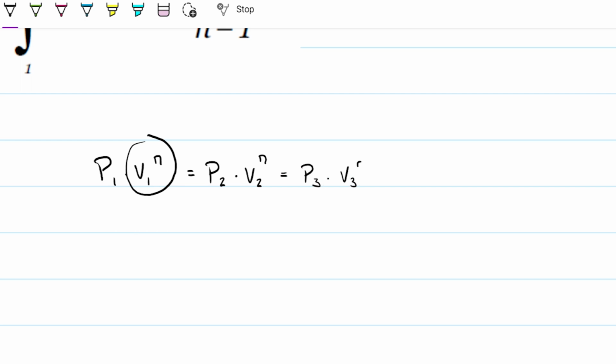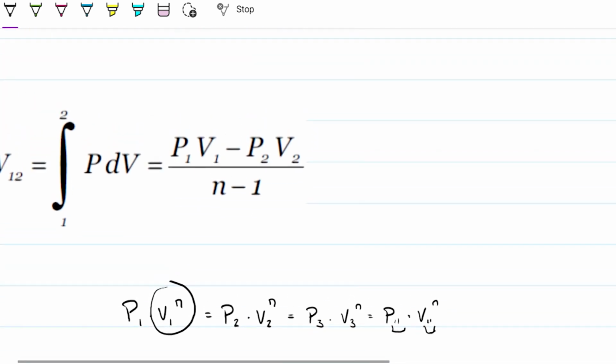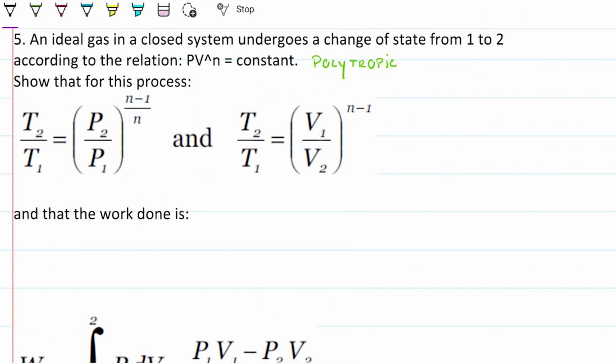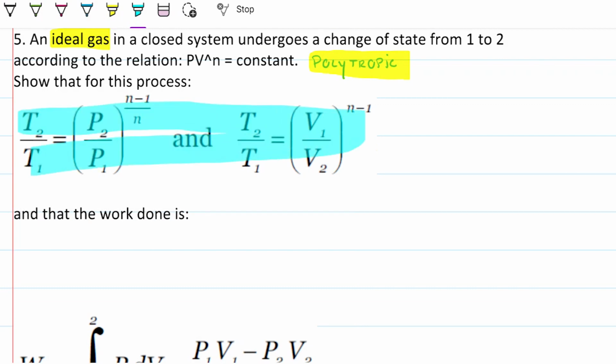It means that if I take pressure in state 1 multiplied by volume in state 1 to the power of n, n is only multiplying volume, that needs to be equal to P2 V2, state 2, to the power of n. That n is the same regardless of the state, state 3 and so on. So pressure times volume to the n, they all need to be the same. That's a polytropic process. And what we're trying to prove is that in the case of a polytropic process in an ideal gas, so the combination of ideal gas plus polytropic, we can use these relationships here. You only have two things to use, so let's go ahead and use them.